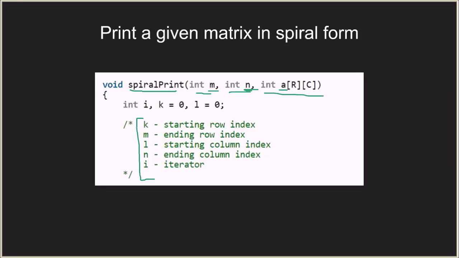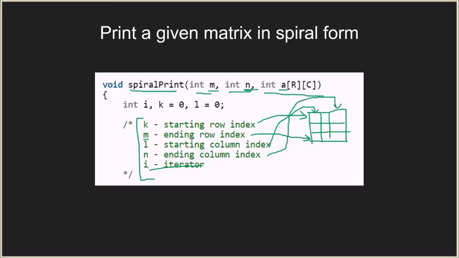So k is the starting row index, m is the ending row index. So if we have a matrix here, say we have a matrix of 3 by 3, so this k starting row index is pointing here, ending row index is actually pointing here. Then l is the starting column index, which is pointing to this, and n is the ending column index, which will be pointing here. And i will be the iterator, which we will be using in the for loops.